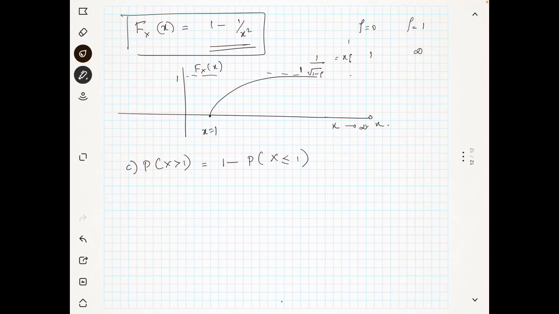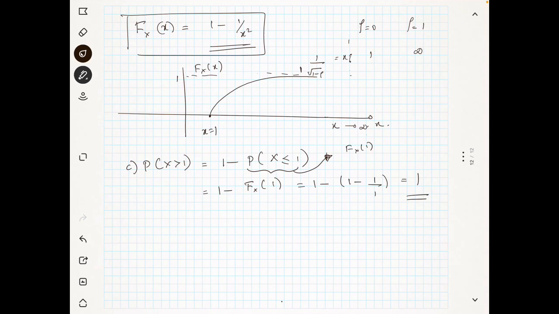Because the total probability is 1, the probability that x is greater than 1 is nothing but 1 minus the probability that x is less than or equal to 1. So this is 1 minus Fx of 1, right? Because this guy is nothing but Fx of 1. So you got 1 minus 1 by 1, which is 0. Okay, so the probability that x is greater than 1 is 0.